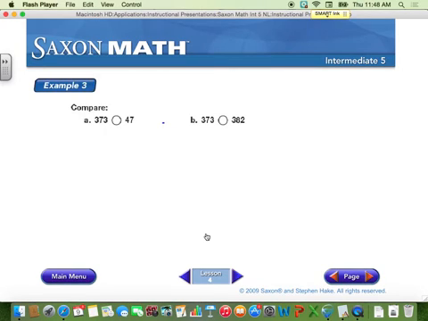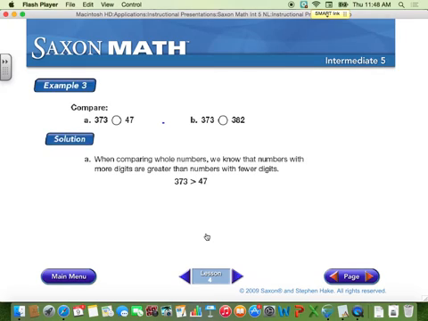Now, in example 3, we're going to compare 373 to 47. If we look at those numbers, we know that 373 is greater than 47. When we're comparing two whole numbers, we know that the numbers with more digits are greater than numbers with fewer digits. If you remember a couple lessons back with Mr. B, he was having you count your digits. So we would know if you have numbers that have ones, tens, and hundreds, it has to be larger.